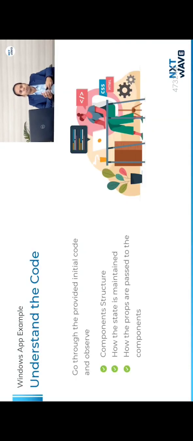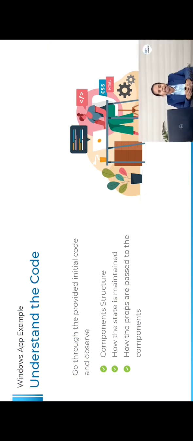Go through the initial code that is being provided to you and observe the component structure, and also the state that is being maintained and the props that are being passed to the various components. Get a brief understanding about the initial code. You can pause the video here and get a brief understanding about the code provided to you. I hope you have gone through the initial code. Let me give you a brief understanding of it.